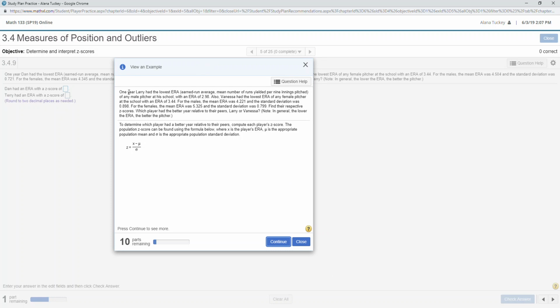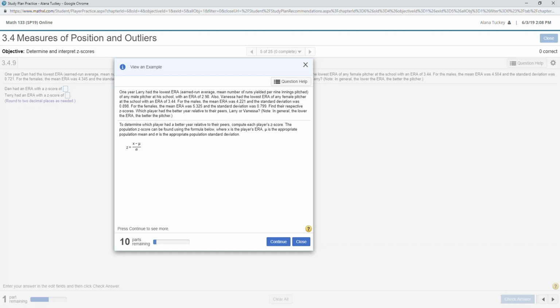All right, so one year Larry had the lowest ERA, earned run average, mean number of runs yielded per 9 innings pitched, of any male pitcher in his school with an ERA of 2.98. Also, Vanessa had the lowest ERA of any female pitcher at the school, of 3.44. For the males, the mean ERA was 4.221 and the standard deviation was 0.898. For the females, the mean ERA was 5.325 and the standard deviation was 0.799. So we're supposed to find their respective z-scores and which one was the better relative to their peers.